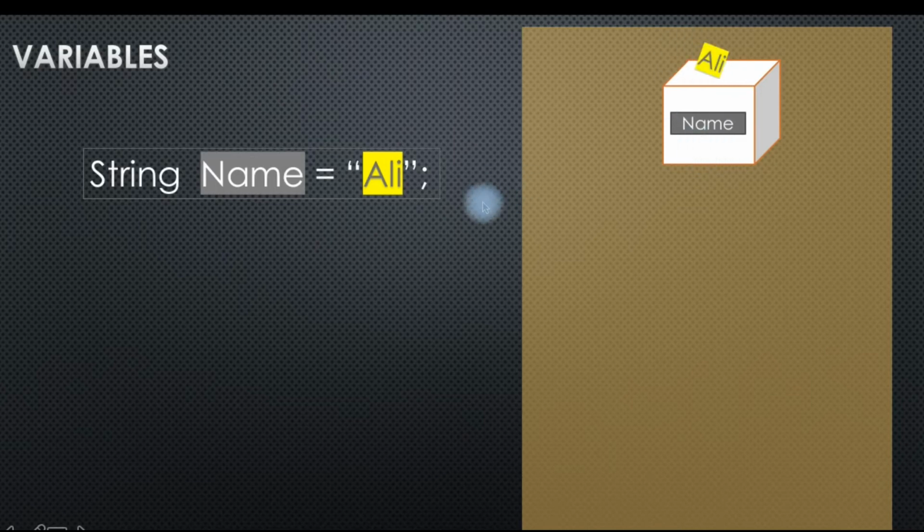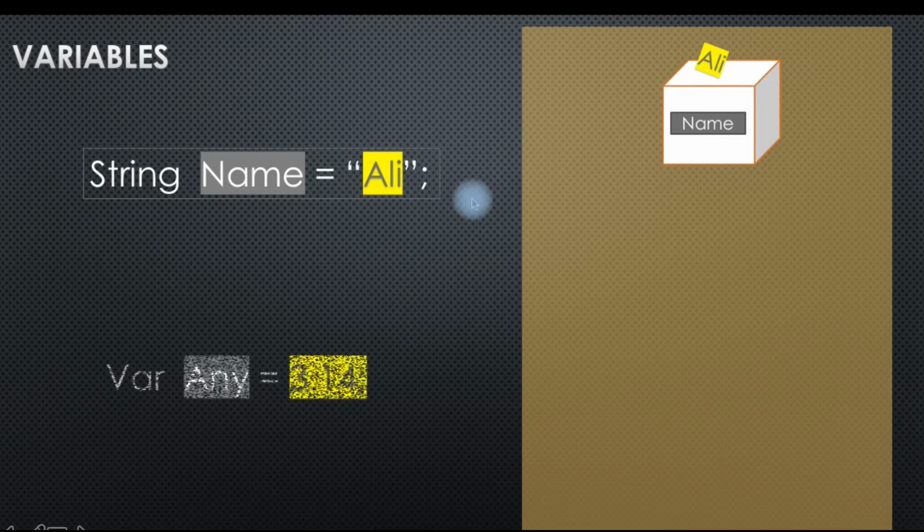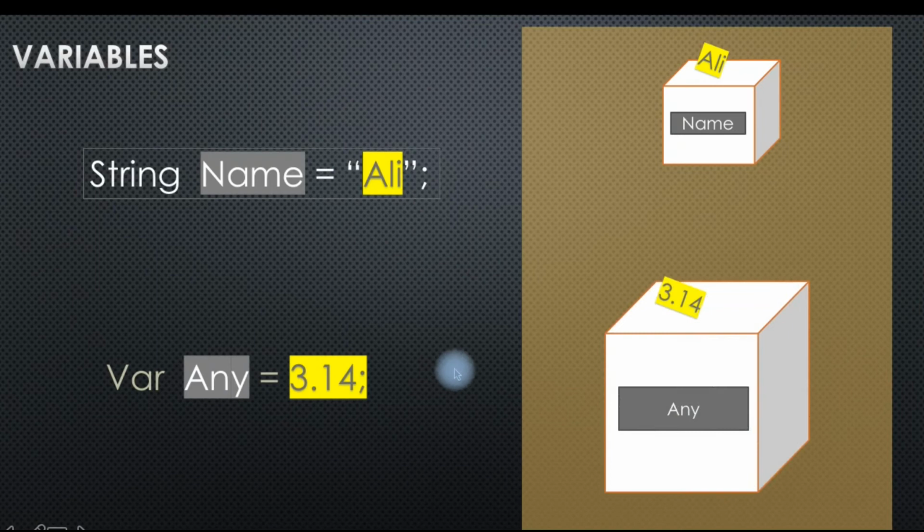If we go further, we can create another variable like var any is equal to 3.14. Var is also a type of variable, and this any is the name of the variable, and this is the data which is inside our any variable. So when we are creating a var variable, we create a box, give it a name any, and put something inside this box. I hope you understand how you declare a variable inside a memory.